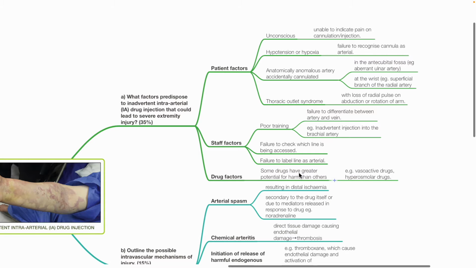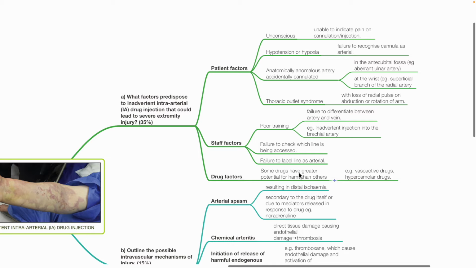Patient factors: patient being unconscious, thus unable to indicate pain on cannulation or injection. Hypotension or hypoxia. Failure to recognize cannula as intra-arterial. Anatomically anomalous artery accidentally cannulated, such as in the antecubital fossa, aberrant ulnar artery, at the wrist, superficial branch of radial artery, and thoracic outlet syndrome with loss of radial pulse on abduction or rotation of the arm.